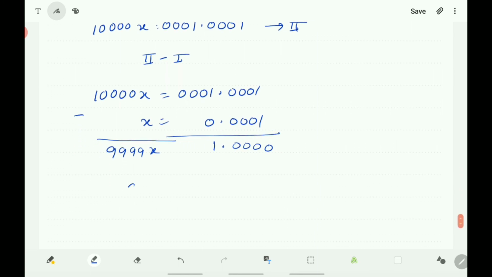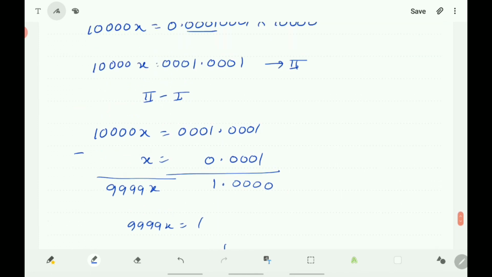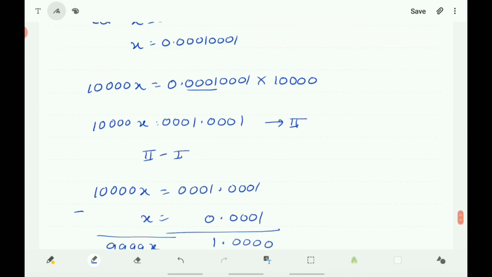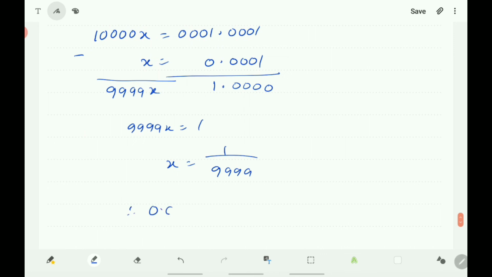And then 9,999x = 1. So x = 1 by 9999. This is the P by Q form of 0.0001. Therefore, you can write 0.0001 is equal to 1 by 9,999.